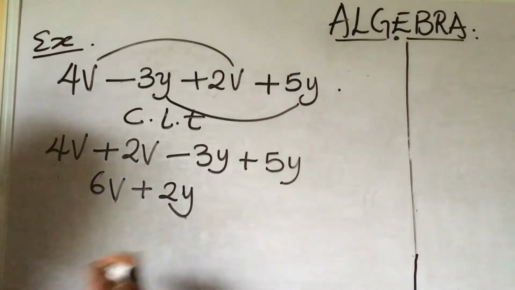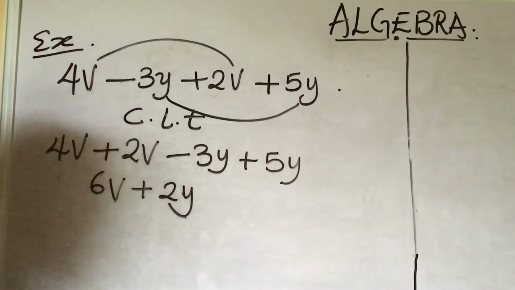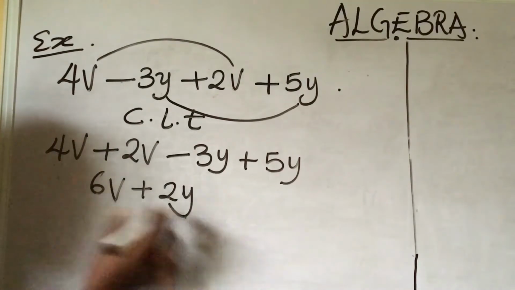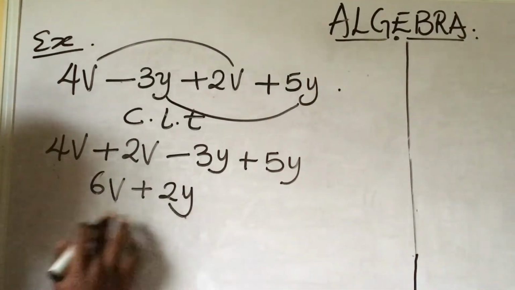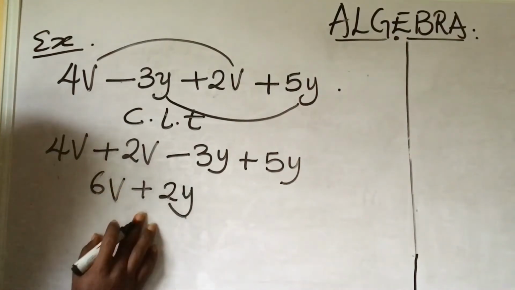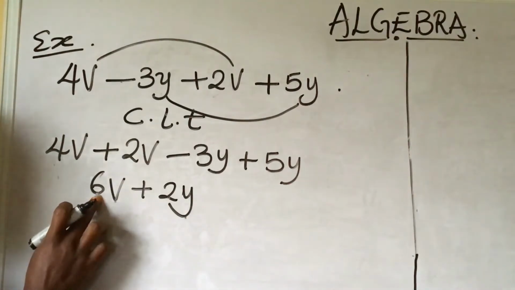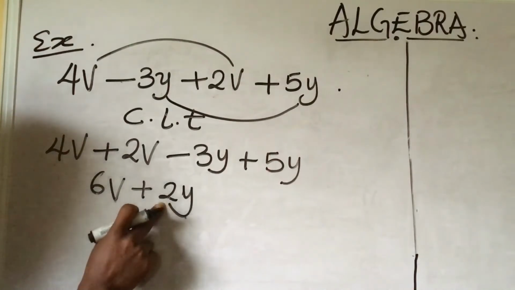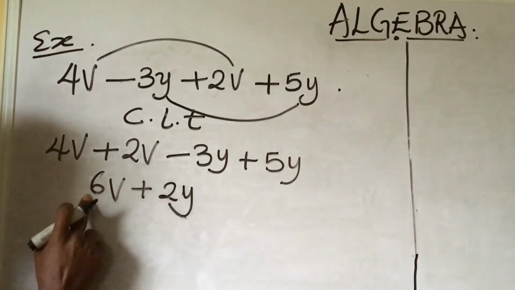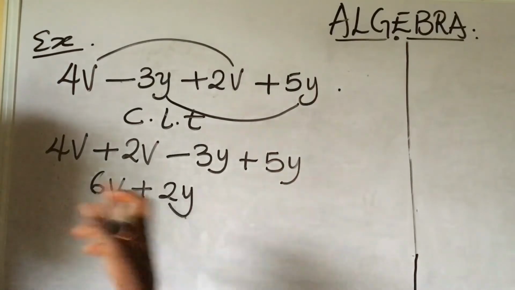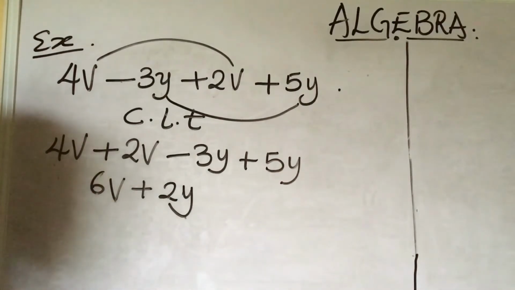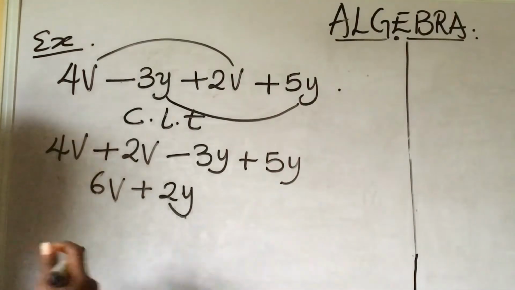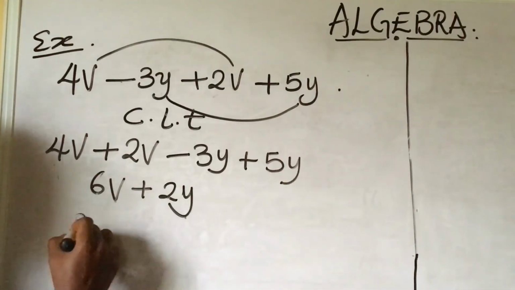V and y are not of the same family. So obviously I can't do anything about that. But 6 and 2 look like something can be done to both sides of this question. What can be done? I can factorize out 2 from here and also factorize out 2 from here. So 2 is common to both sides. Can I see 2 in 6? Yes, because 6 is a multiple of what? 2. 2 times 3 is going to give me what? 6. So I say that 2 is common here.